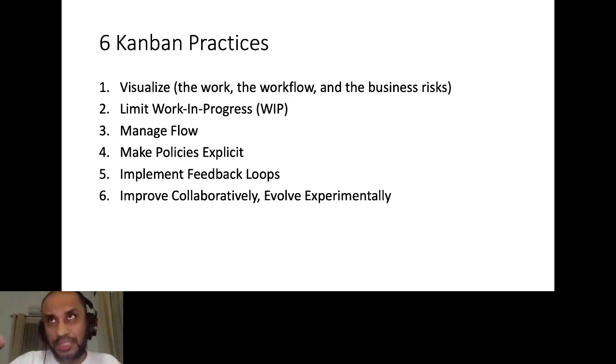Okay, let's look at the Kanban practices now. From this point onwards, when I'm explaining the Kanban practices, I'll alternate between the slides and an instance of Atlassian Jira, right? These are the 6 main Kanban practices. Visualize the work and the workflow, as well as any business risks that might be there. Limit the amount of work in progress. Manage the flow of work. Make your policies explicit. Implement feedback loops, and then improve collaboratively and evolve experimentally.